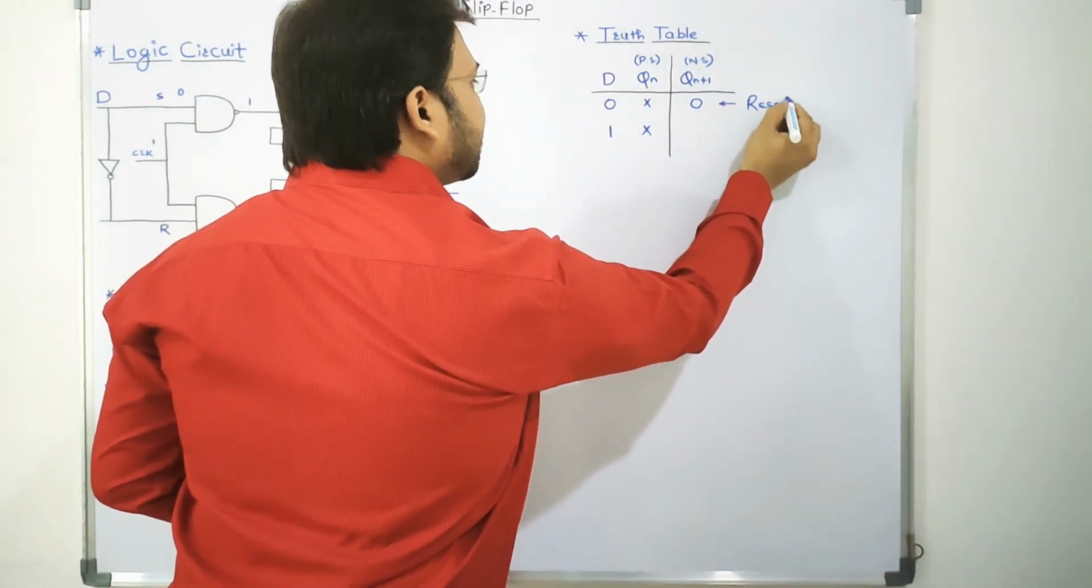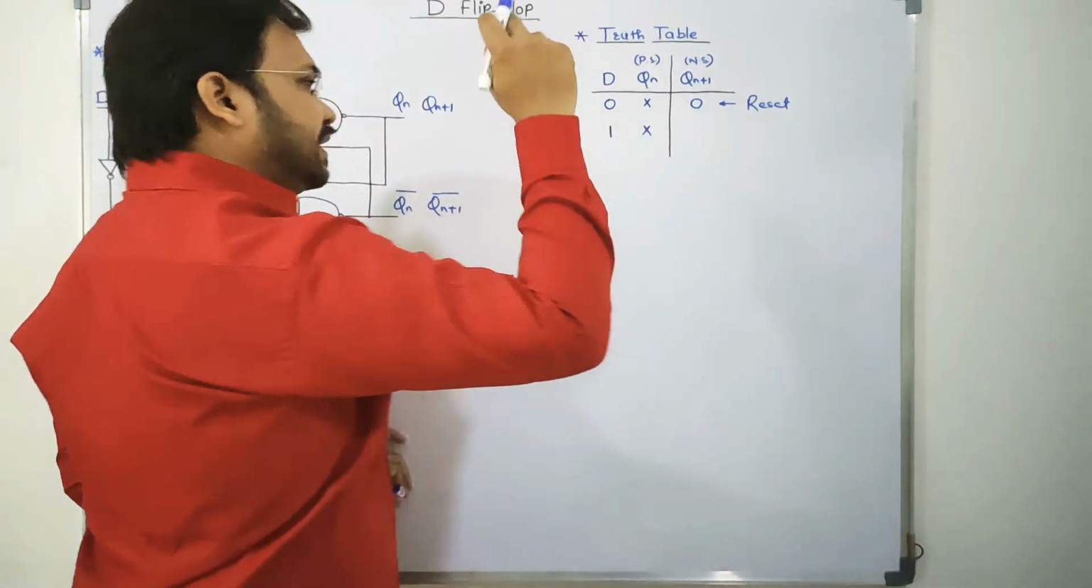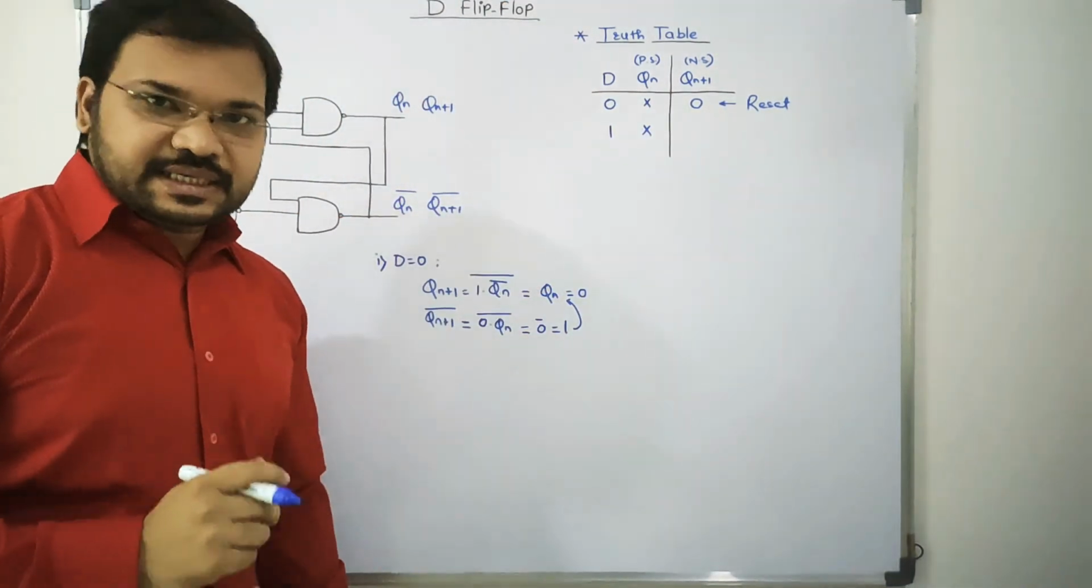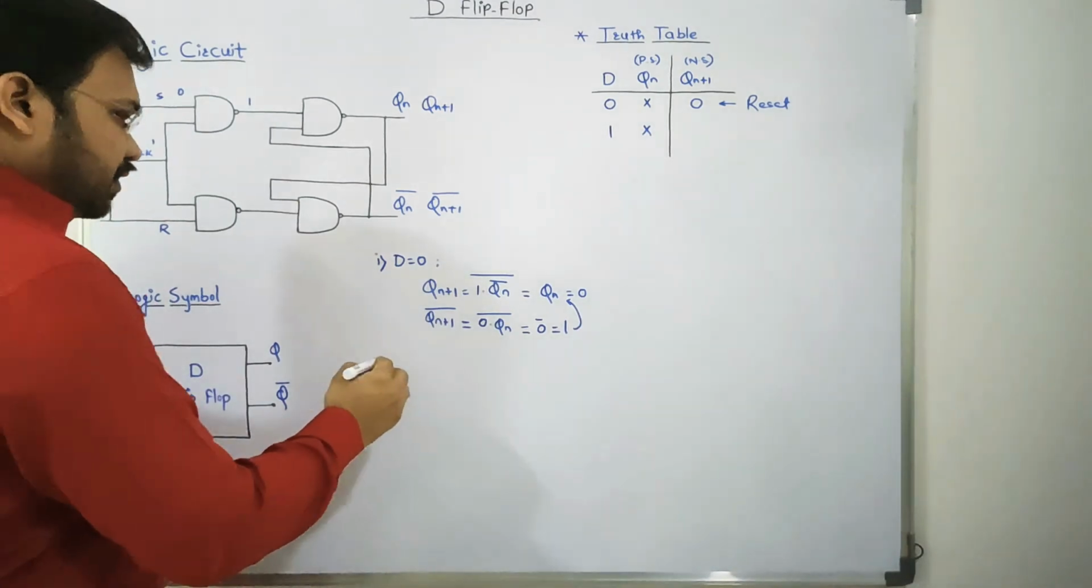and this is your reset condition. So this is the reset condition in a D flip-flop. Next, you have to find out the value for D equals 1.